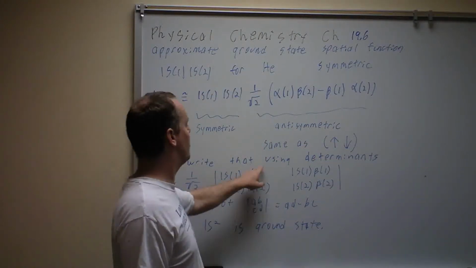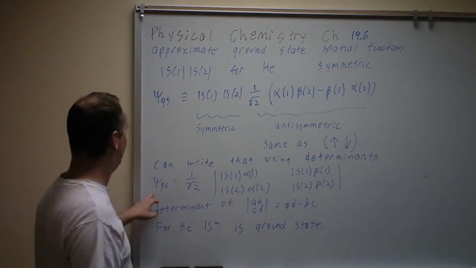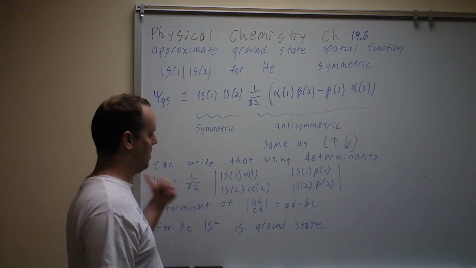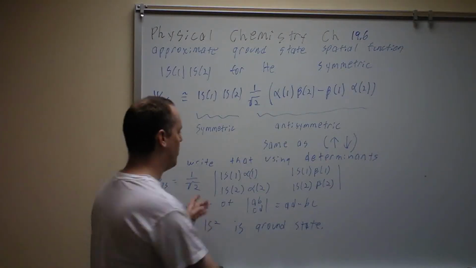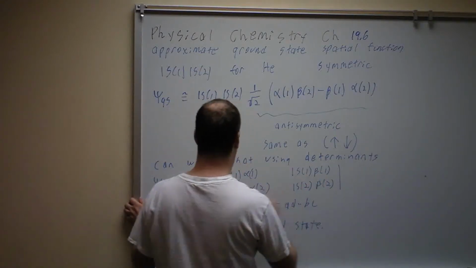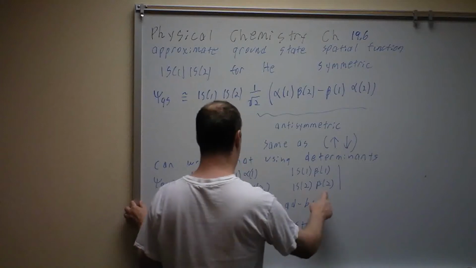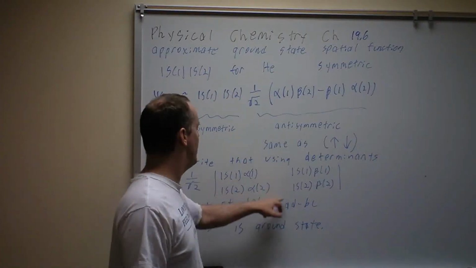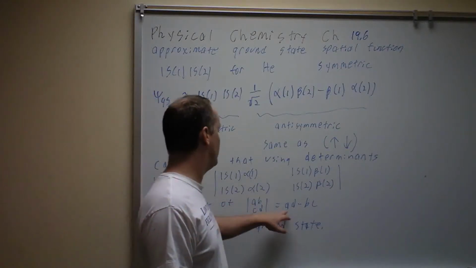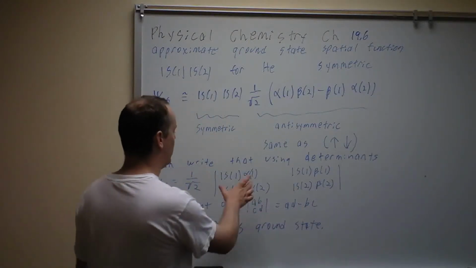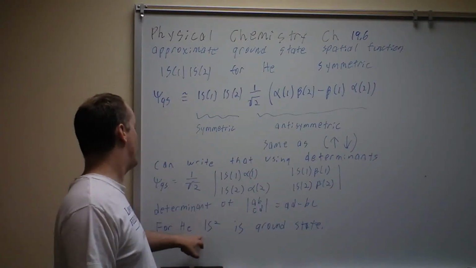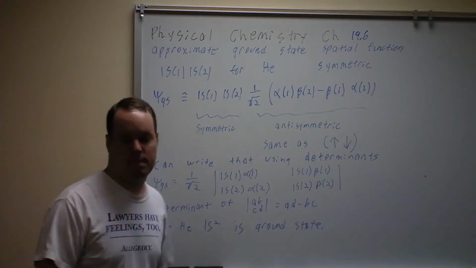Now we can also write that using determinants, or actually this is the matrix. So we have psi gs, ground state, so 1 over the square root of 2, that's our constant for normalization. So we have this whole matrix here. We have 1s1 alpha 1, 1s1 beta 1, 1s2 alpha 2, 1s2 beta 2. Now remember, for a 2 by 2 matrix of form A, B, C, D, the determinant is just AD minus BC. So if you were to do that here, this times this, minus this times that. Now for helium, remember, 1s2, that's our ground state.